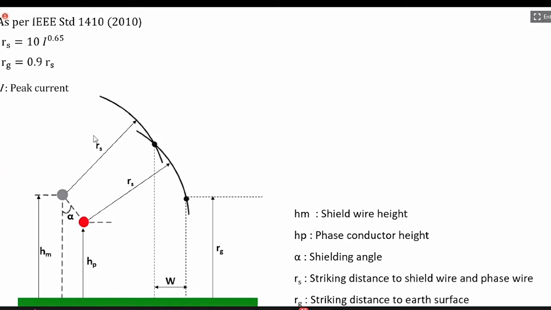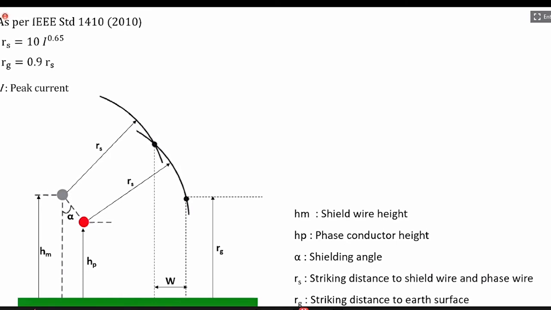to this slide. You look at this diagram. There is a shielding wire, ash color, and the red color one is the phase wire. Then we define something called the striking distance. Later on, we'll see how this is calculated. The calculation is given there. Striking distance is the distance at which the lightning decides to which point it is going to strike.